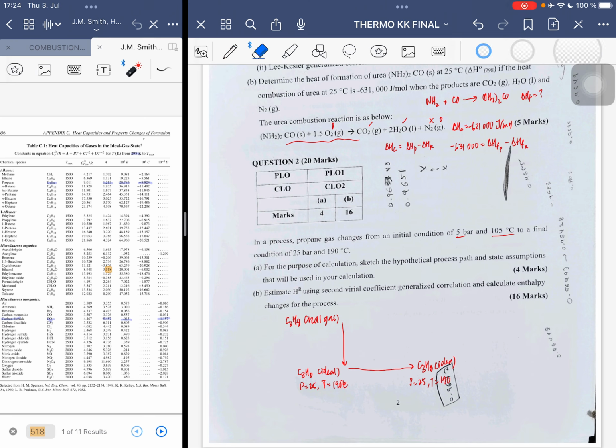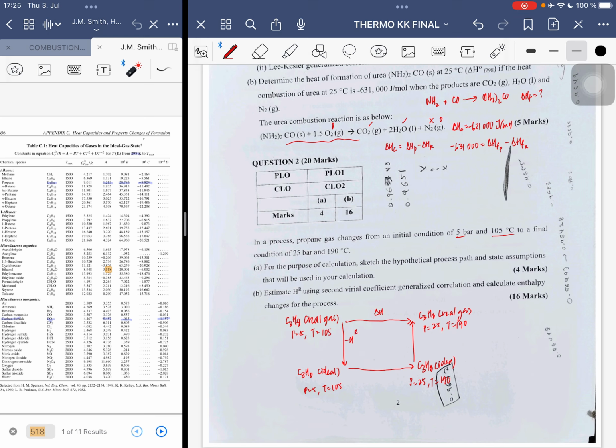Oh my bad, the starting is actually P equals to 5, T equals to 105. And then you change it to real gas back, which is P equals 25, T equals to 190. And then this is your enthalpy. This will be your negative HR.